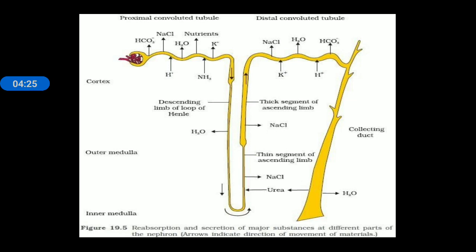In PCT, ammonia and hydrogen ions are secreted directly. When the filtrate moves in the descending part, H2O is reabsorbed by the blood, and in the ascending part of the limb of loop of Henle, NaCl is reabsorbed. In DCT, distal convoluted tubule, NaCl, water and bicarbonate ions are reabsorbed, and potassium and hydrogen ions are secreted. This filtrate then enters the collecting duct. Here the filtrate is known as urine, and through the collecting duct urine enters the ureter and urinary bladder. So this is the diagrammatic representation of urine formation.